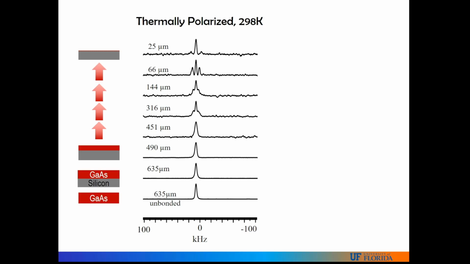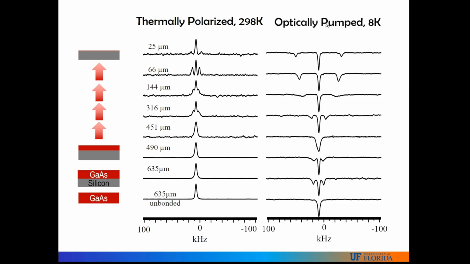And you can see that you get a relatively narrow signal for the unbonded, unstrained material. And as you decrease the thickness of the gallium arsenide, you start to pick up some broadening and then eventually a splitting that seems to increase as the thickness goes down. And if we do this by optically pumped NMR at low temperature, because of the differential thermal contraction of the two layers, you can really start to get a sizable splitting observed as a function of the thickness here.